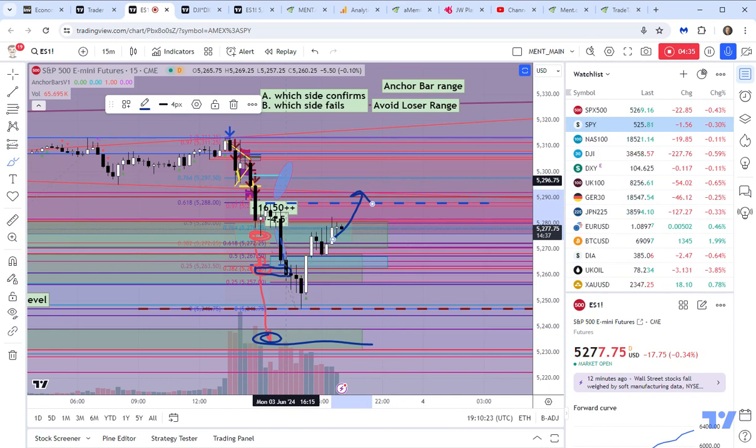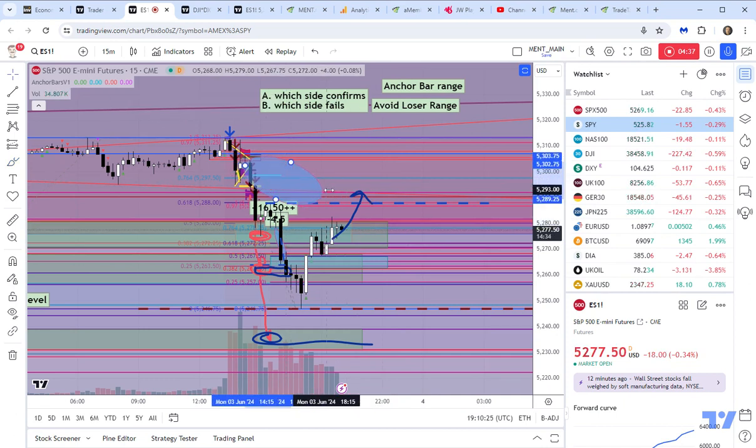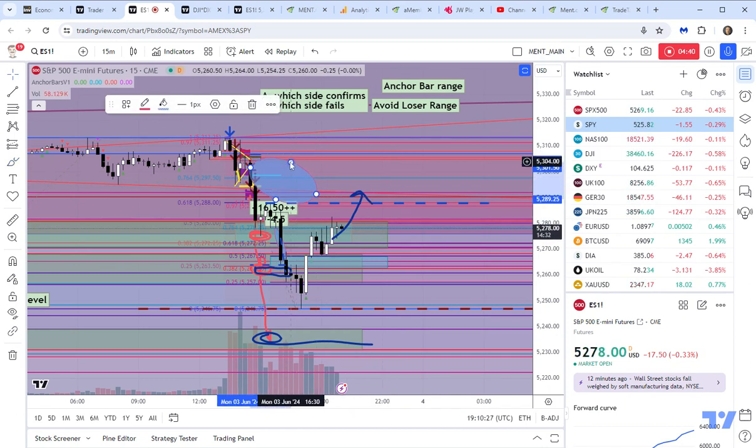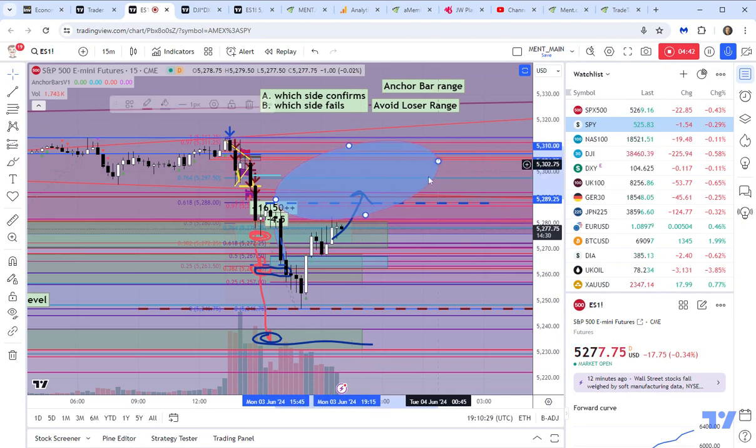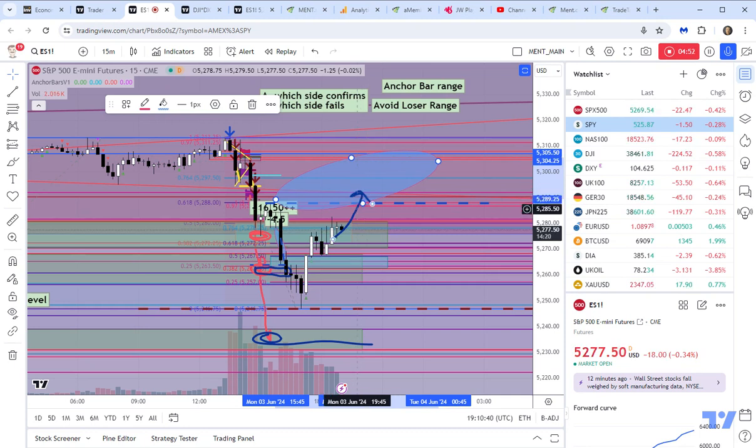That would again move us back into this air area. Let me spread this over here. And like this is empty air. Okay, this is areas where price hasn't touched in many hours. If we get above this level, we could see a very strong squeeze to the upside. We've already filled this empty air area.